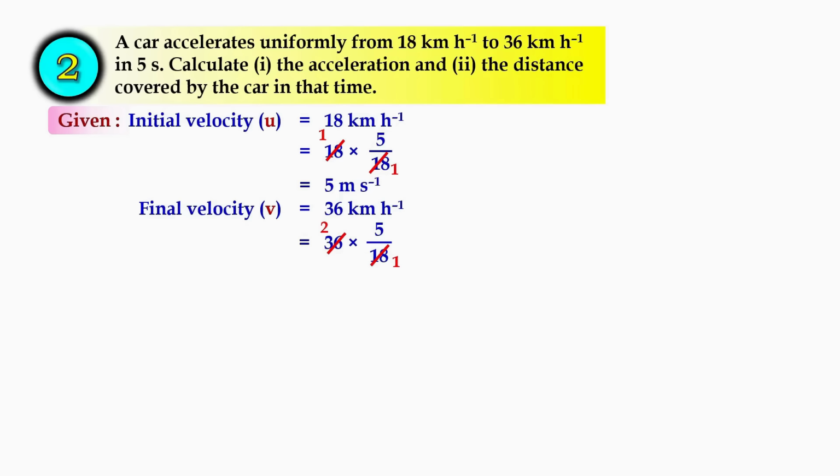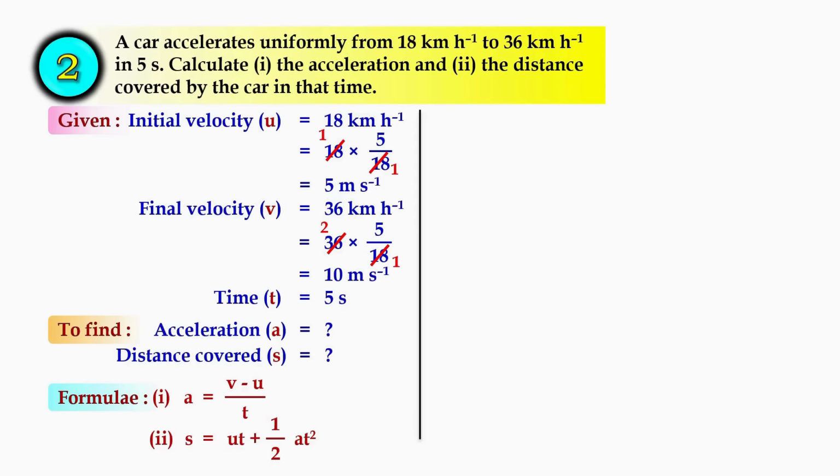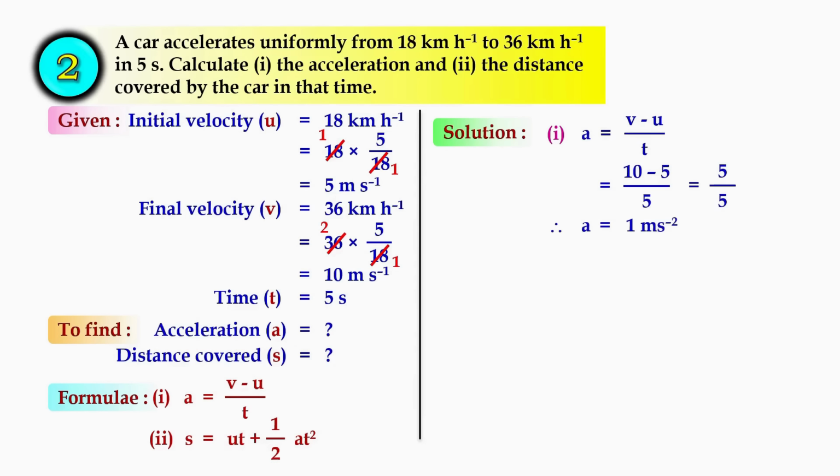Before solving the problem, we convert the velocities from kilometers per hour to meters per second. 18 kilometers per hour becomes 5 meters per second. 36 kilometers per hour becomes 10 meters per second. Now let us calculate the acceleration. Acceleration is equal to change in velocity divided by time. So the change in velocity is 10 minus 5, which equals 5 meters per second. Dividing this by the time of 5 seconds gives 1 meter per second squared. So the acceleration of the car is 1 meter per second squared.